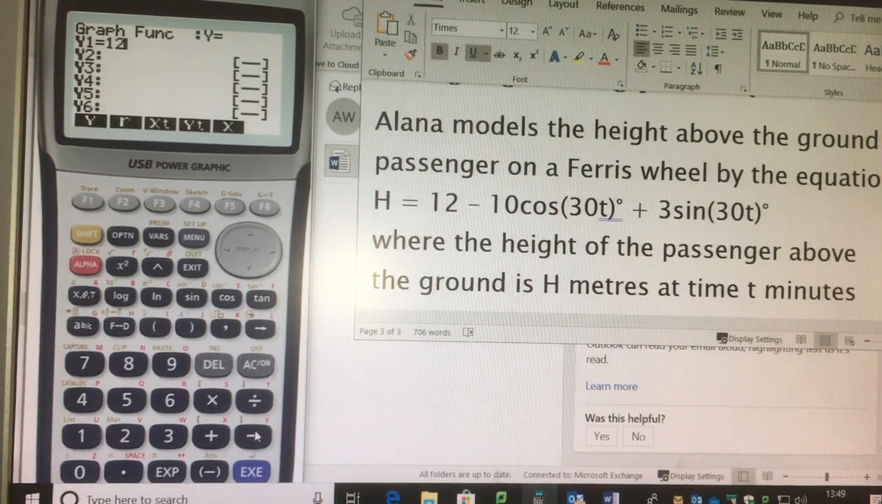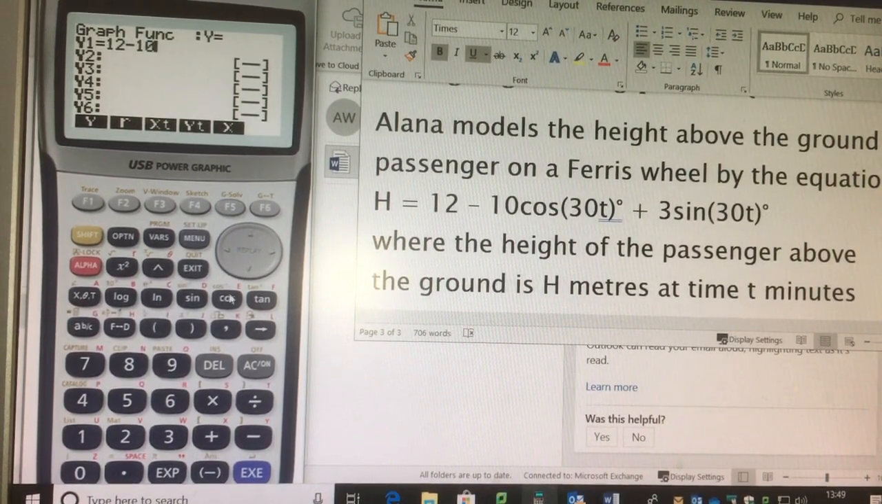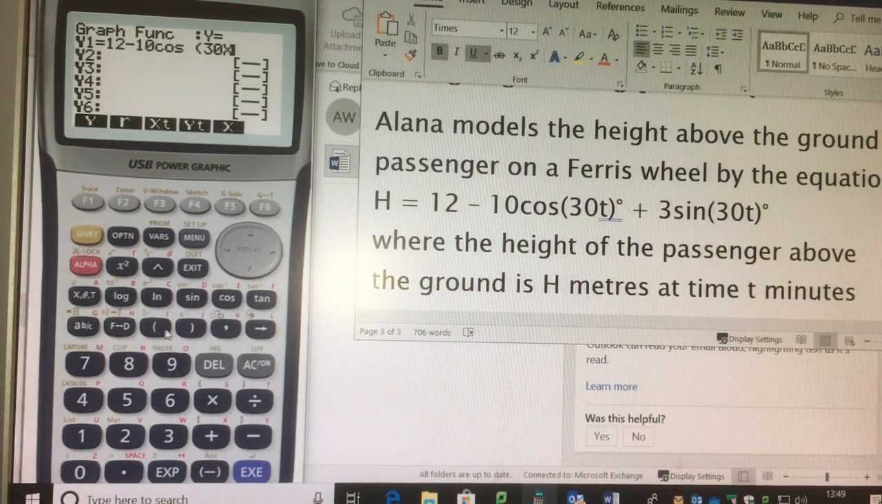If you're stuck, just watch me and I'll do it now. So 12 take 10 cos 30 degrees, so 30x, plus 3 sine 30x.